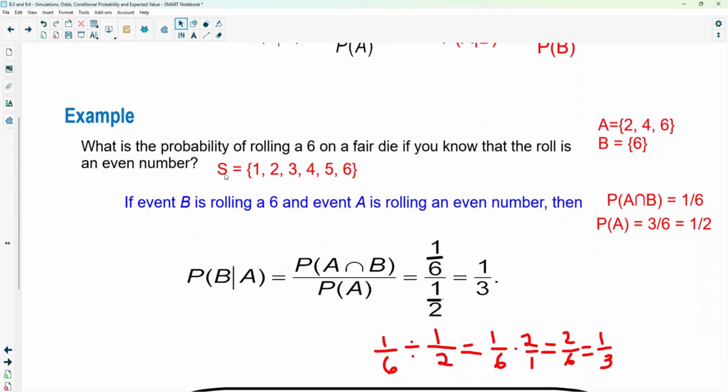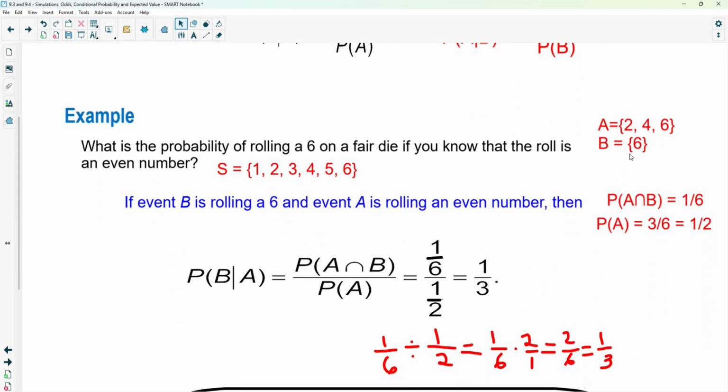So for example, it says, what is the probability of rolling a 6 on a fair die if you know that the roll is an even number? So first we're going to write all the dice. The sample space is 1, 2, 3, 4, 5, 6. A is that it's an even number. So A will be 2, 4, 6. B is that you roll a 6.